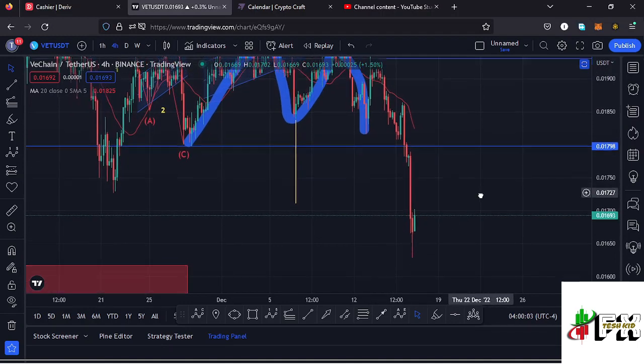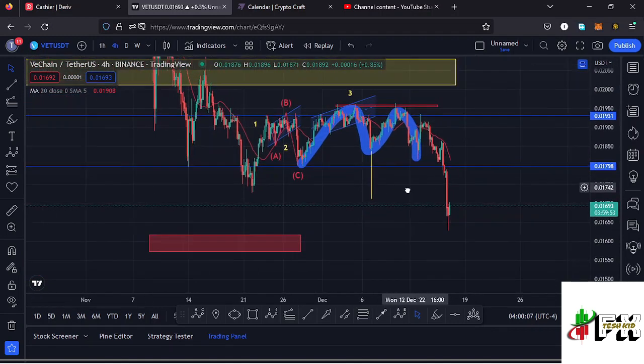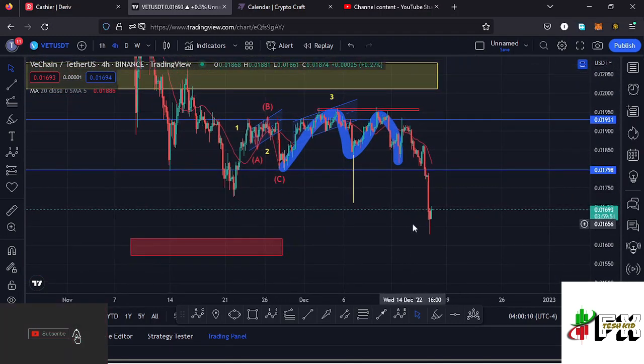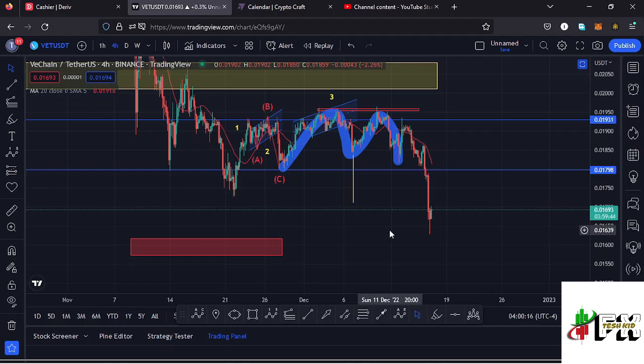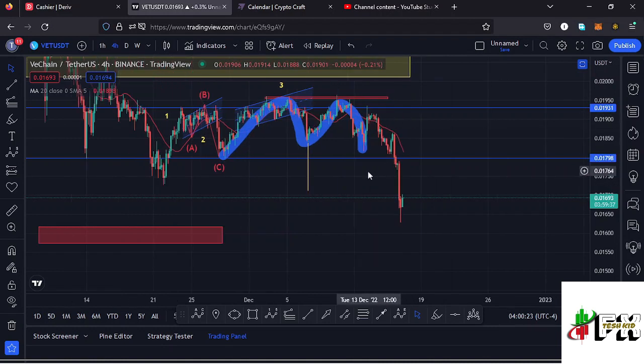$0.0163 mark. And that is what has been happening here on the VeChain chart, and there are chances that we might continue pushing even lower and make a new low in case we see a decrease in the buying momentum here on the VeChain chart, and also an increase in the selling momentum. There are chances that VeChain might continue pushing even lower, and also given that we have lost the 20-day MA, there are chances of unlocking even lower prices.